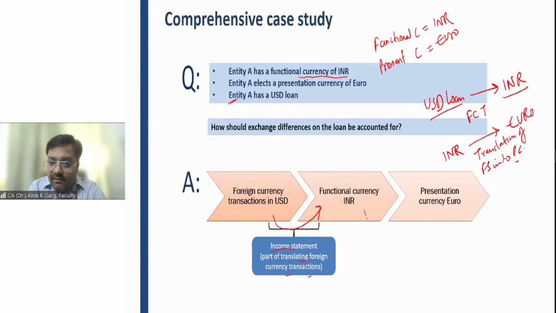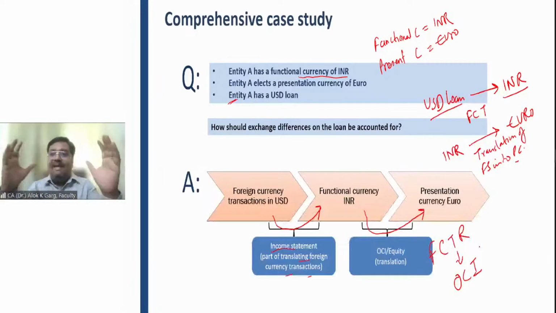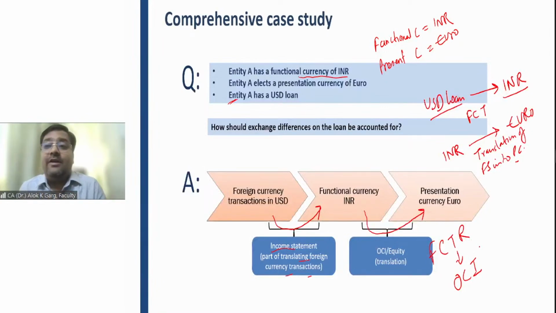Now this functional currency INR financial statement to presentation currency translation will go to FCTR, foreign currency translation reserve, in OCI, other comprehensive income. Is that clear? I have put this example to make your mind clear that first everything has to be recorded in functional currency. When you record everything into functional currency, it is a foreign currency transaction, and the translation rules of foreign currency transaction will be applicable. Once your trial balance is complete and the balance sheet has been prepared on the basis of functional currency, now you need to convert to presentation currency.